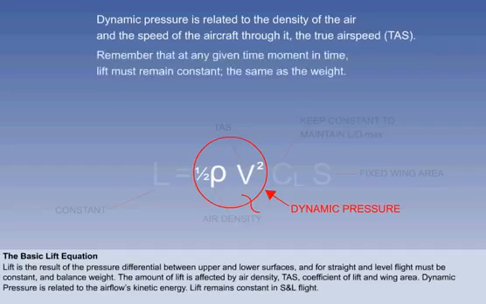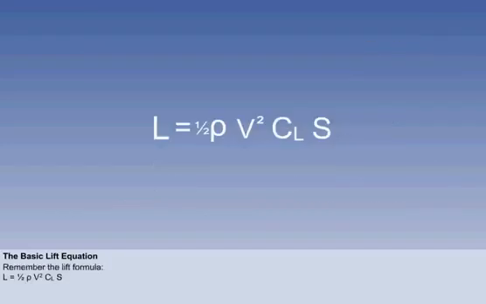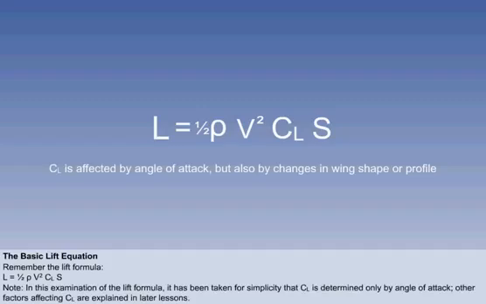Remember that for straight and level flight, lift must remain constant. It is important to remember this formula. L equals half rho v squared times CL times S. During this examination of the lift formula, we are taking it for clarity that the CL is determined by angle of attack, which is true, but CL is also affected by changes in wing shape or profile and some other factors, which are explained in a later lesson.